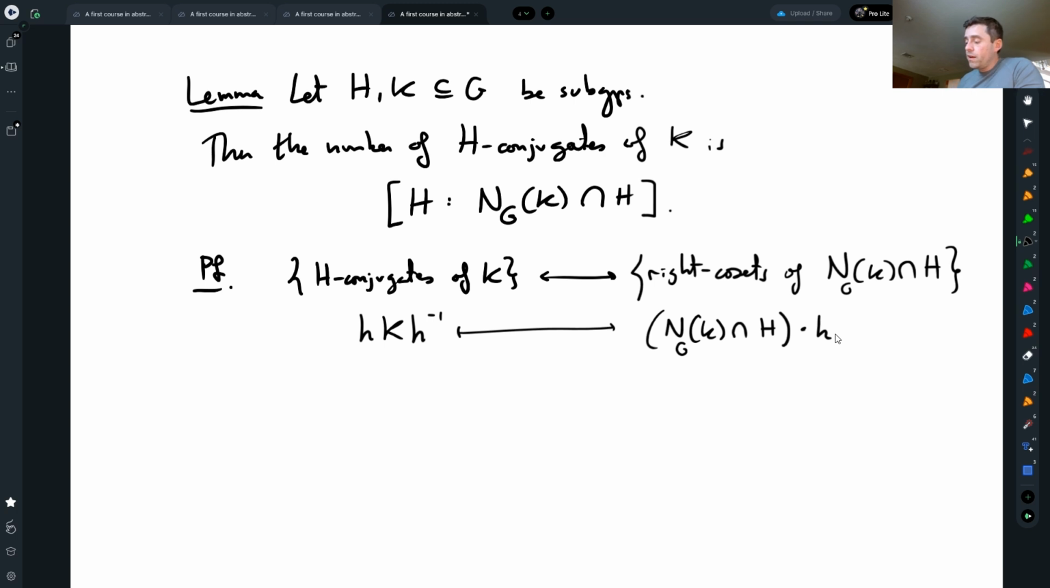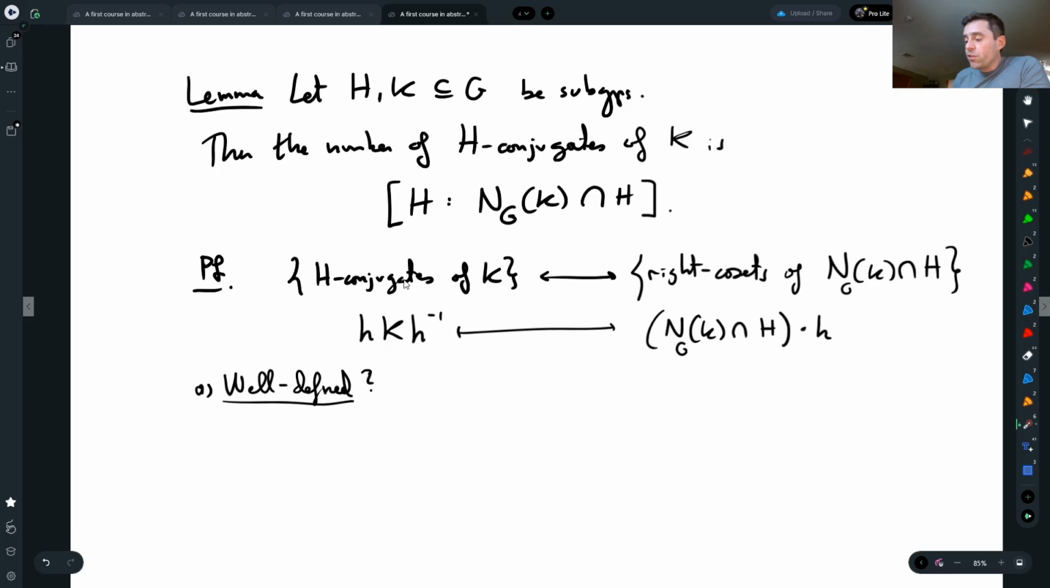So let's prove that, first of all, this is well-defined, injective, and surjective. So first, is this well-defined? Why do I need to prove that it is well-defined? When I say an H conjugate of K, it certainly is of this form, but there could have been a different h that gives me the same conjugate, and I want to make sure that I get the same right coset. So suppose that a conjugate is given in two different ways.